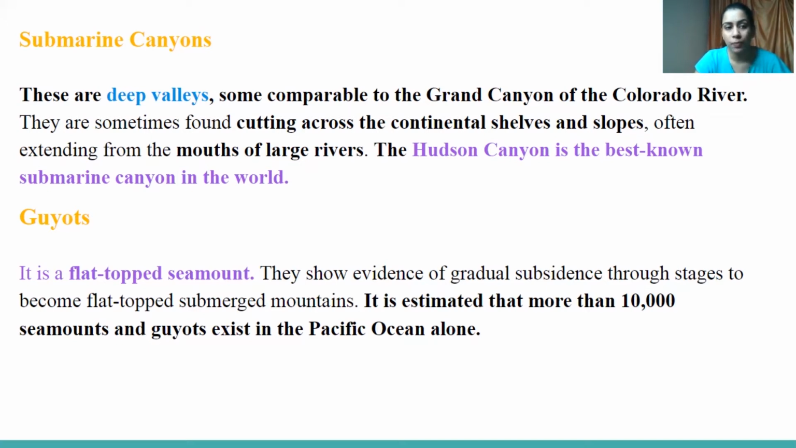Next is guyots. It's a flat-topped seamount. They show evidence of gradual subsidence through stages to become flat-topped submerged mountains. It is estimated that more than 10,000 seamounts and guyots exist in the Pacific Ocean alone.